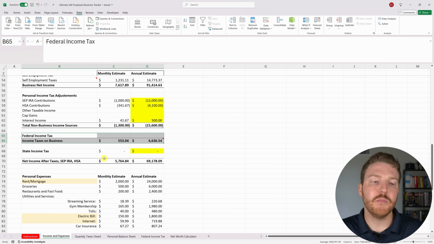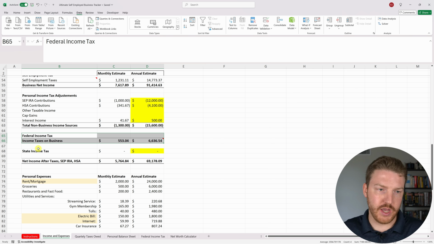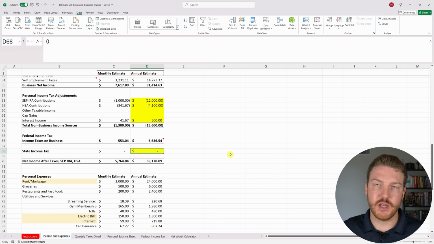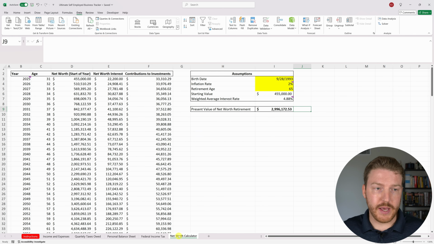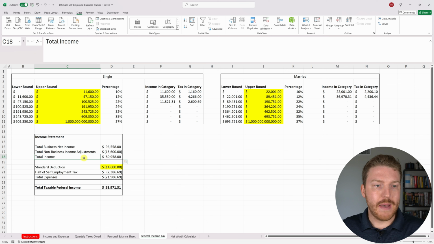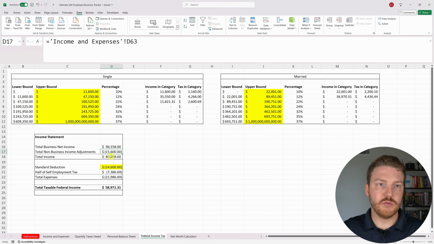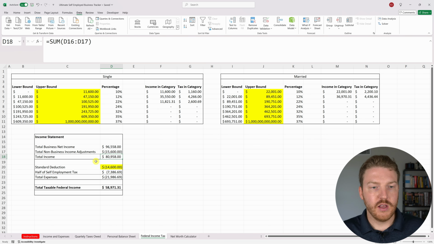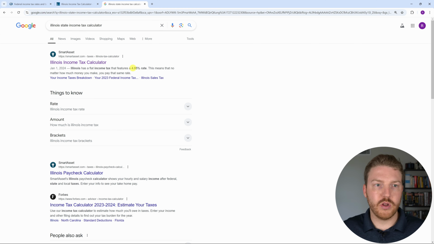Now the next important item to consider is state income tax. Now certain states have no state income tax. I have the benefit of living in Texas, which doesn't have state income tax, so I can just put 0 in there. But you might live in a state with state income tax. So the way that you can quickly estimate this is we would think about this amount that was our total income after all those total non-business income adjustments. So our $80,958 approximately.